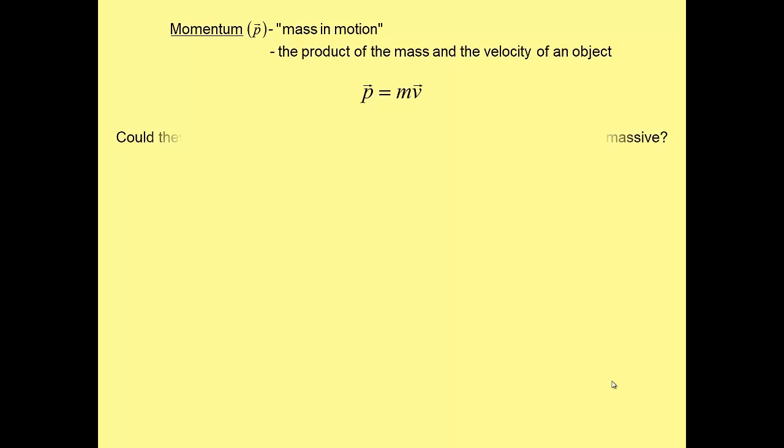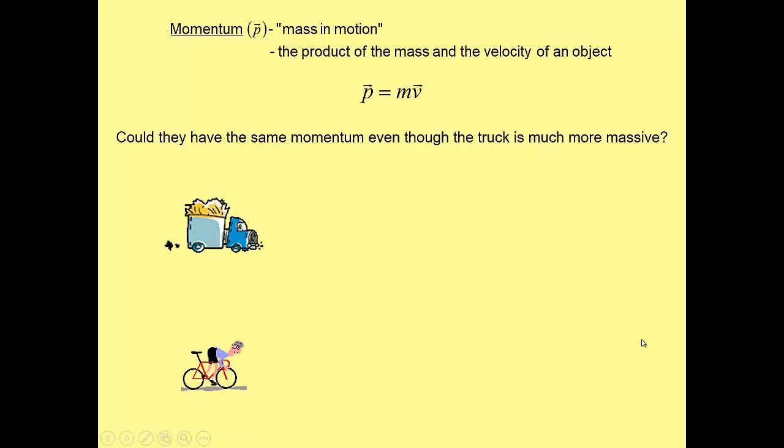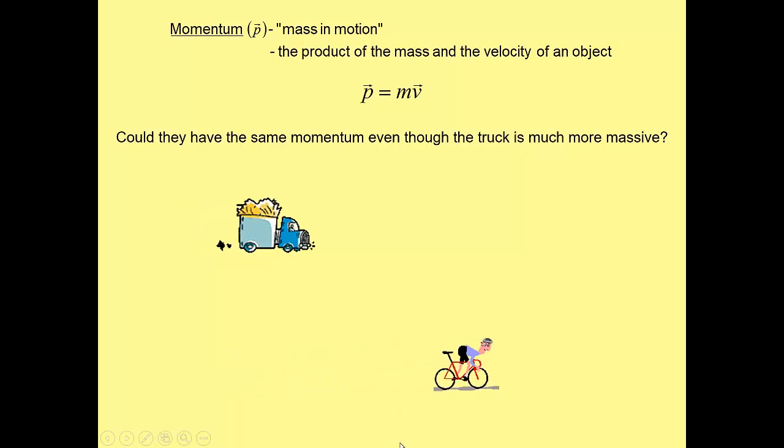But we can also get differences because of velocity. So would it be possible for them to have the same momentum, even though the truck is much more massive? What would have to happen for the truck and the guy to have the same momentum, given that the equation is mass times velocity? Yeah, the truck would have to go a lot slower than the bike.